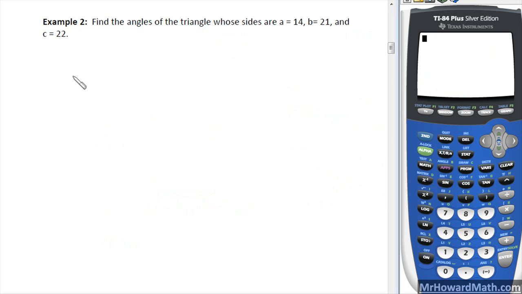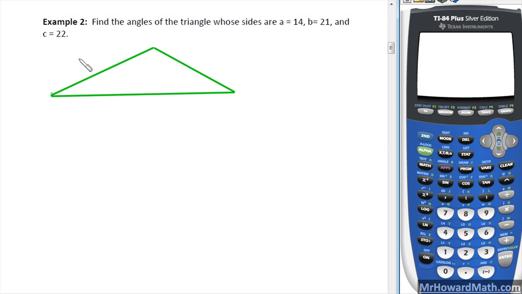All right, example 2. Find the angles of the triangle whose sides are A equals 14, B equals 21, C equals 22. So they give me all three side lengths and no angles. So we can use the cosine law here as well. So we'll label this A, B, and C. Side A is 14, side B is 21, side C is 22. So it doesn't matter which angle I choose to find first. I'm going to choose to find angle B first, and that's fine.